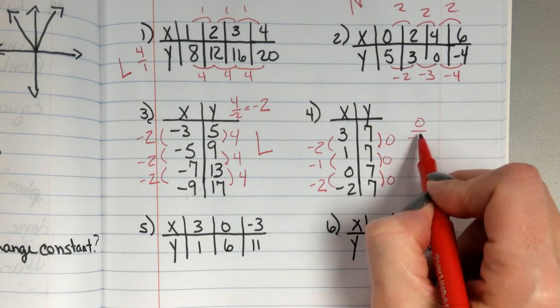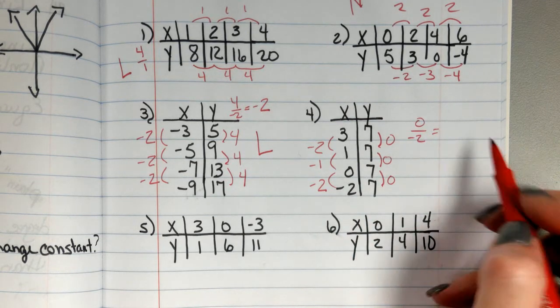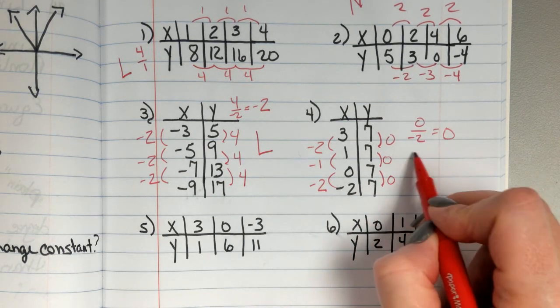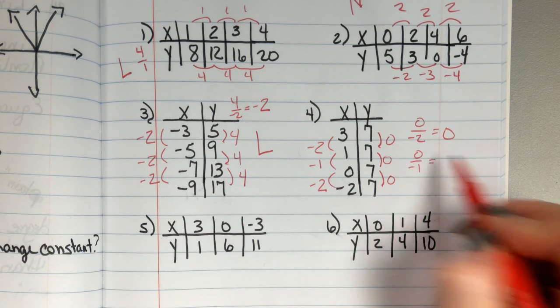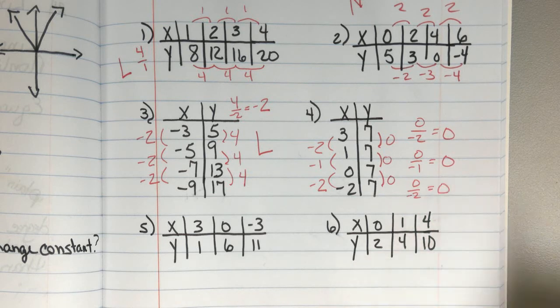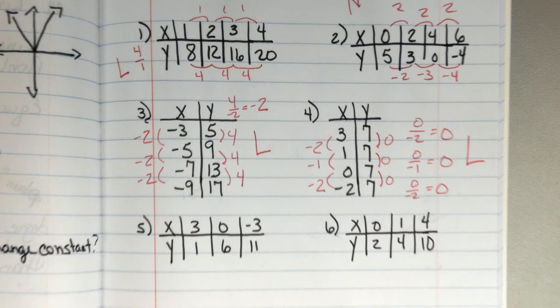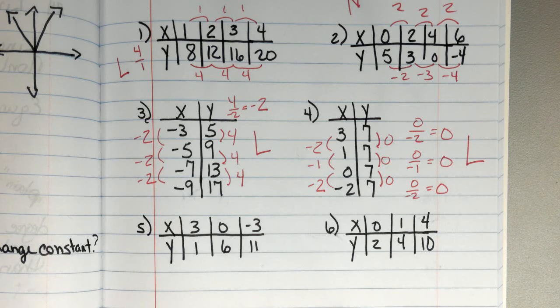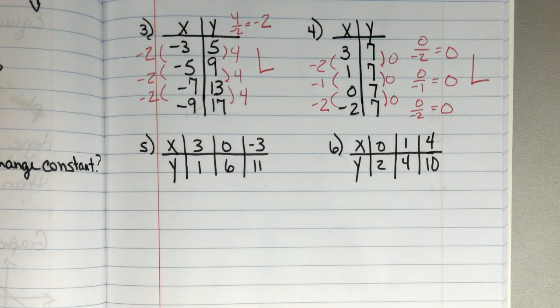What does 0 over -2 equal? 0. What does 0 over -1 equal? 0. What's 0 over -2 equal? 0. So it is linear. It would actually be a horizontal line. That's what those graph out to be. So yeah, that one is linear. Okay. All right, then what about number 5?